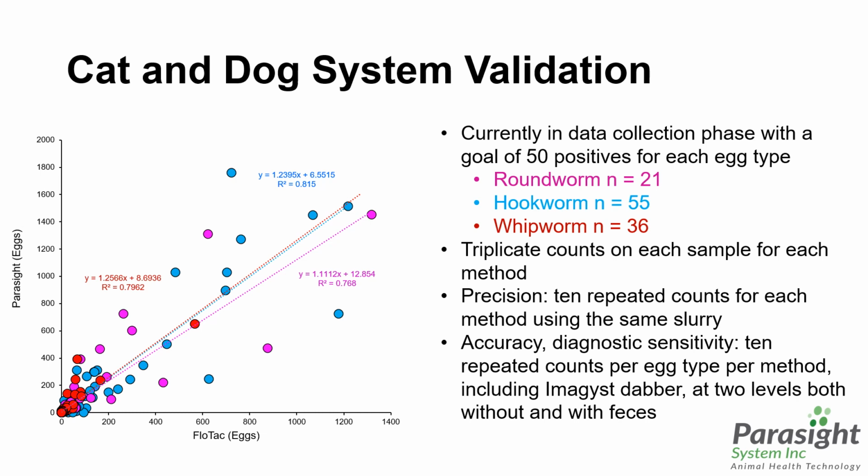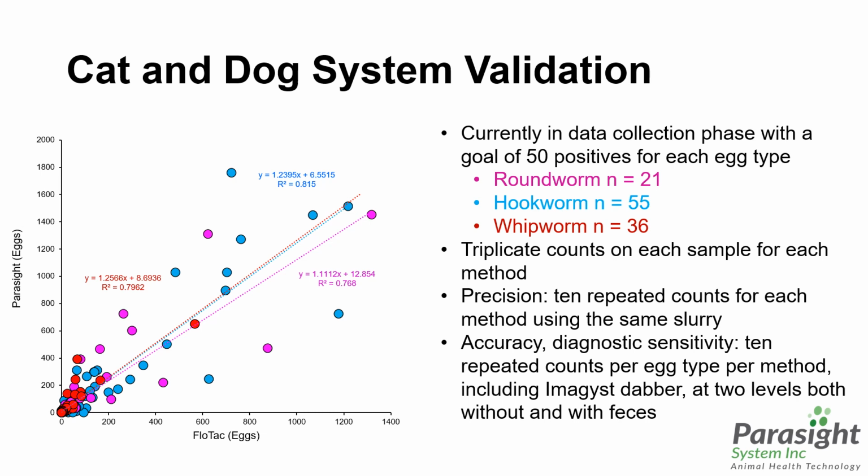Presently, we are in the process of validating the cat and dog system with strong correlations for all 3 egg types. The hookworm dataset is complete, but there are still more samples needed to complete the roundworm and whipworm datasets to reach the goal of a minimum of 50 positive samples for each egg type. Triplicate counts have been performed on each sample for each method, including OVA-assay, McMaster, mini-FlowTAC, and Parasight. Presently, that is a total of over 1,000 counts.